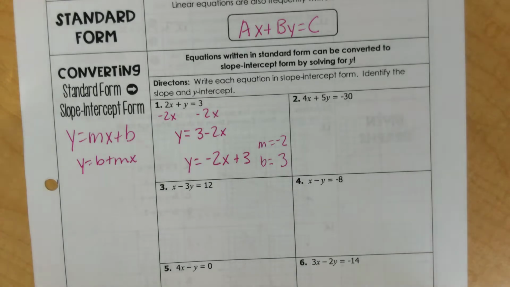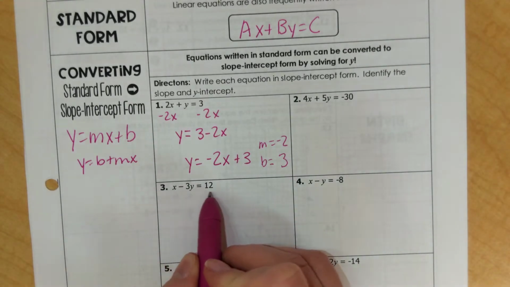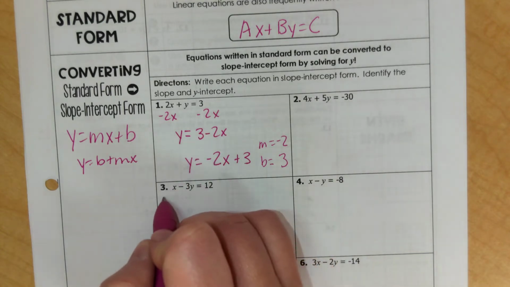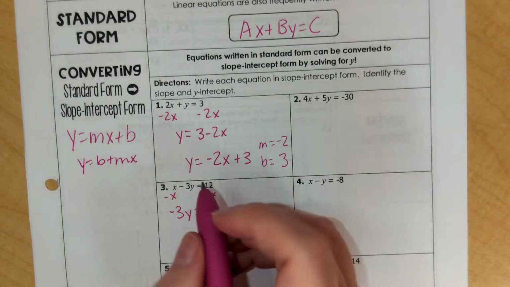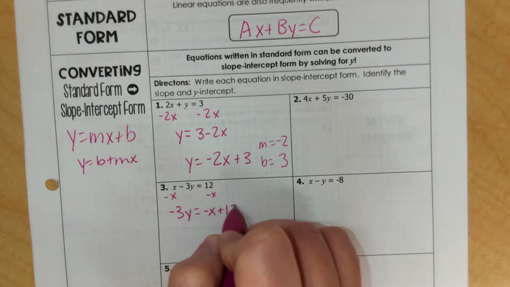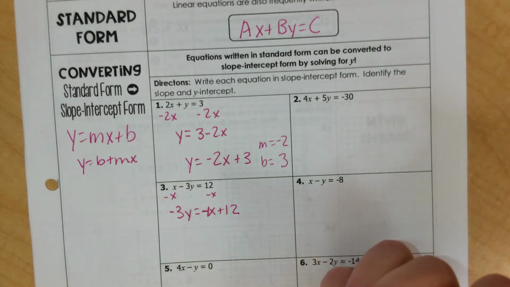All right, so now looking at question number 3. This time we have x minus 3y is equal to 12. To get y by itself, we first have to subtract the x. That leaves us with negative 3y is equal to negative x plus 12. Now keep in mind that it's understood that there's a negative 1 in front of that x.